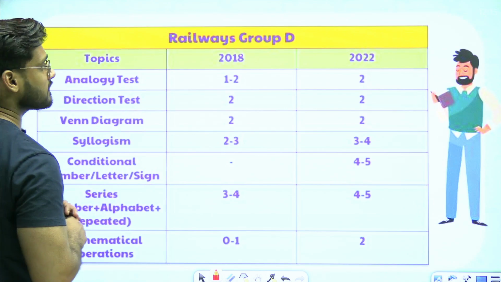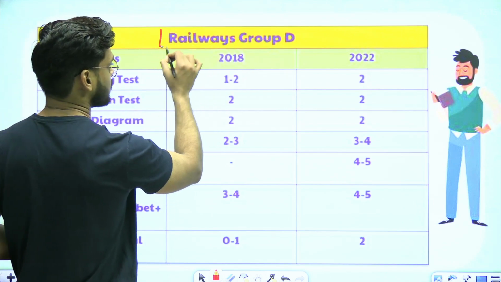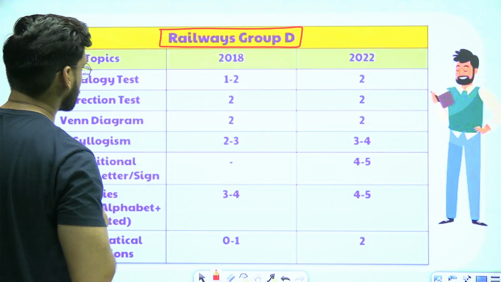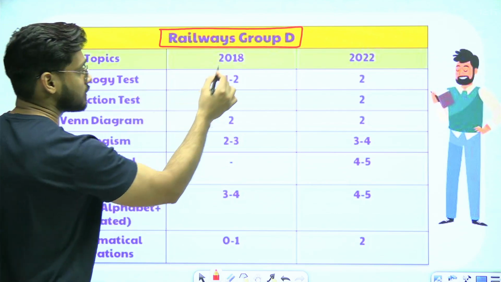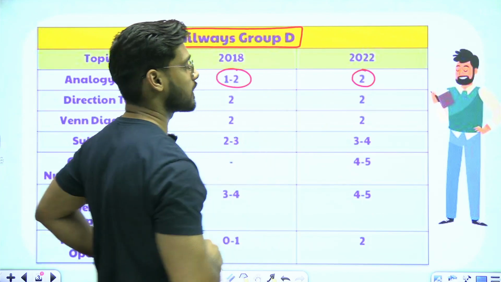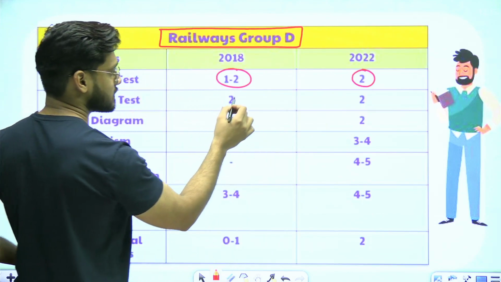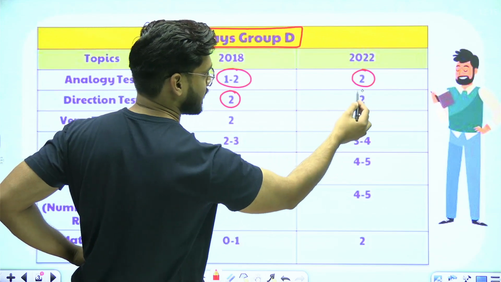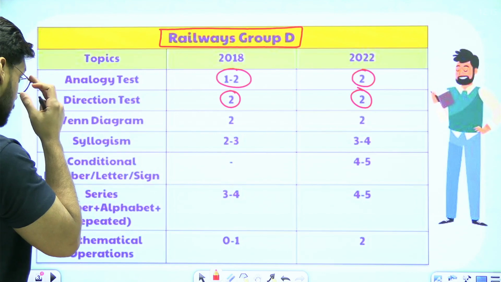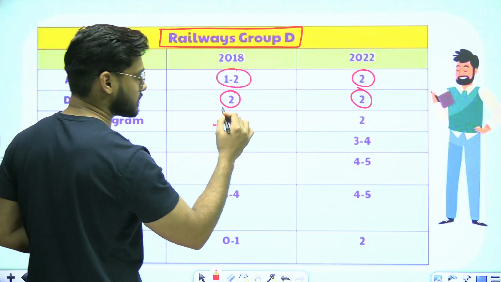In the previous year railway Group D, we are talking about the Group D examination because this session is dedicated to Group D. So in the Group D examination, in the analogy, in 2018 1 to 2 questions were asked, in 2022 2 questions were asked. Similarly in direction test 2 questions were asked in 2018, then 2 in 2022. In the Venn diagram 2 questions were asked and 2 questions were asked.